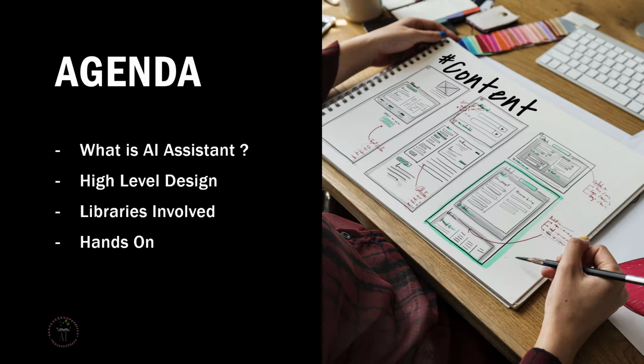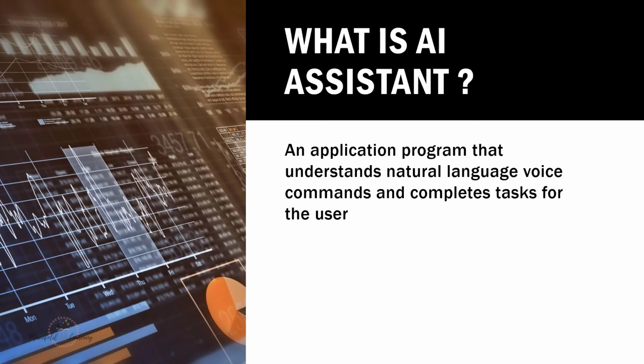So let's start with the first basic question. What exactly is this AI assistant? An AI assistant is actually an application program which understands natural language, which is my voice command, and it is going to complete the task for the user. For example, an AI assistant example is Alexa, so I can say, hey Alexa, switch on the light. Or I can speak to Siri, hey Siri, what are you doing? And Siri is going to respond to me, isn't it, guys? So it works every time.